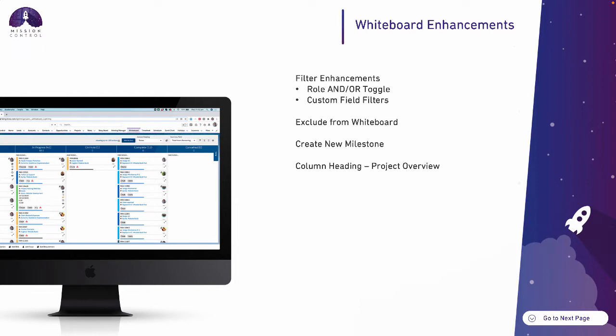And when viewing the whiteboard in context of a project overview, you've now got a separate persistent column heading setting in comparison to the standalone whiteboard. So, for example, you might want to set the column heading to be milestone when you're viewing the whiteboard in context of a project overview. And previously, if you did that, you would have to do that every time you went to the whiteboard. Now that will be persistently remembered.